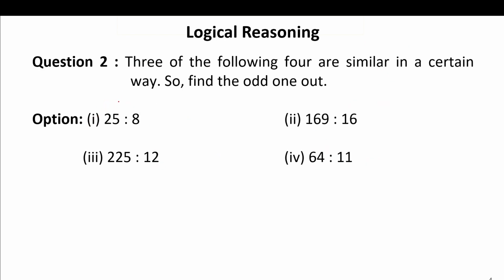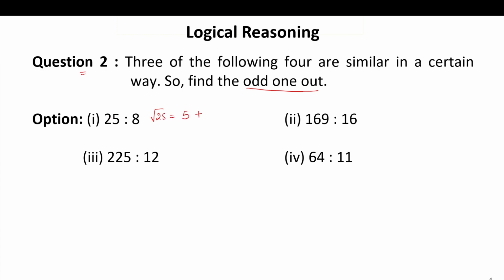Okay. Now let us look at question number 2. Again, 4 options are given to us and we have to identify which one is the odd one out. Now if I look at option number 1, 25 under root will give me 5.